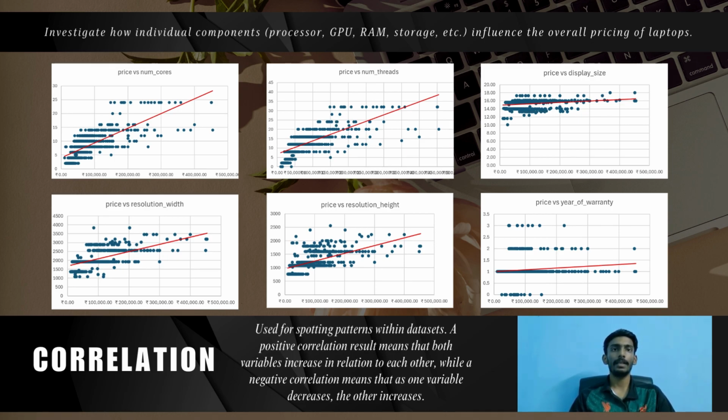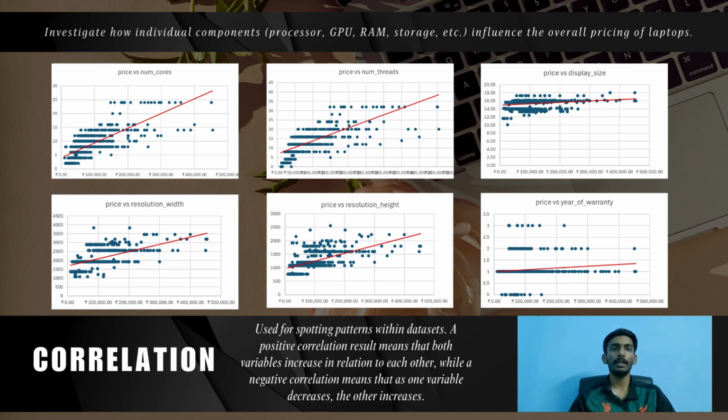Next will be the display, with the display size, resolution width, and resolution height. The size and resolution of the display have a moderate positive correlation with the price, 0.211 for size and 0.640 for width and also 0.622 for height. Higher resolution displays are typically more expensive and larger screens can also increase the price.